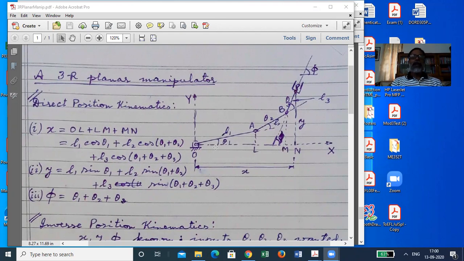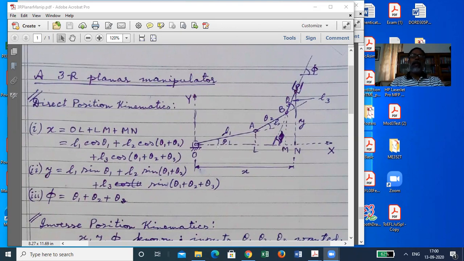Okay. So now the direct position kinematics problem says that these L1, L2, L3 are already known, and of course the twist angles, etc., are all 0 because it is planar. So all the revolute pairs are perpendicular, and this particular manipulator has no prismatic pair. If it had a prismatic pair in which the motion would be in the plane, then there it would be 90 degree.